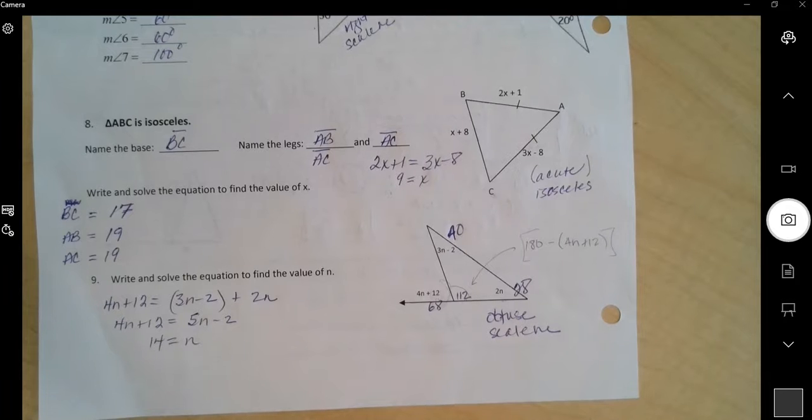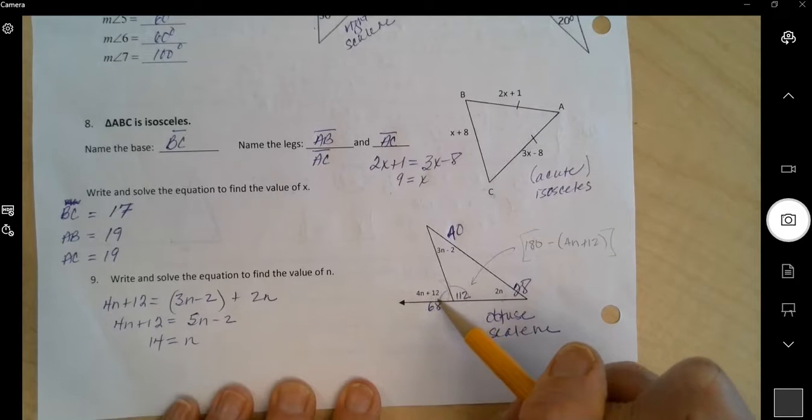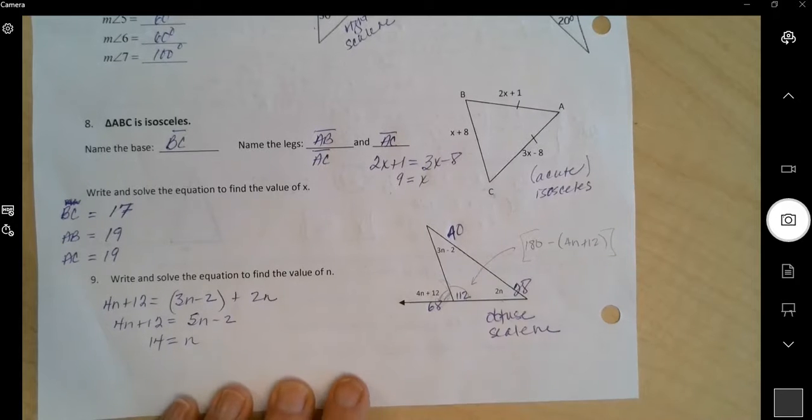Yeah. Go ahead. How'd you get obtuse? Because I got a 112 degree angle. I thought the 68 was inside. No, that's my exterior angle. See it now?